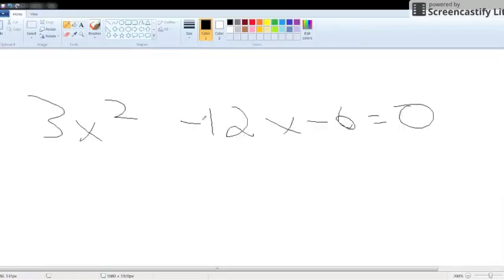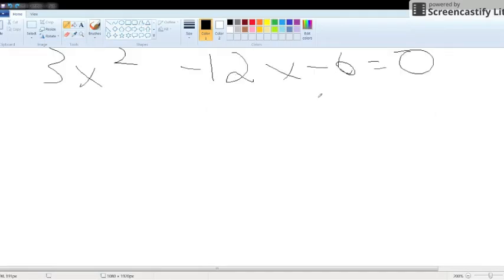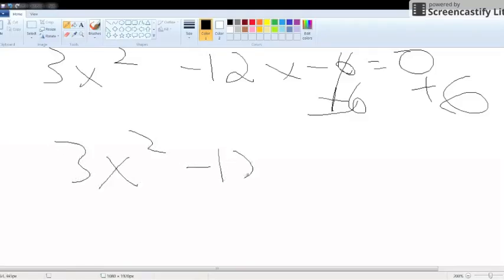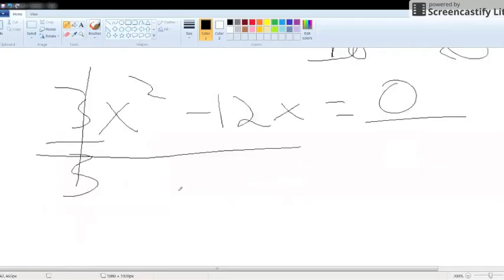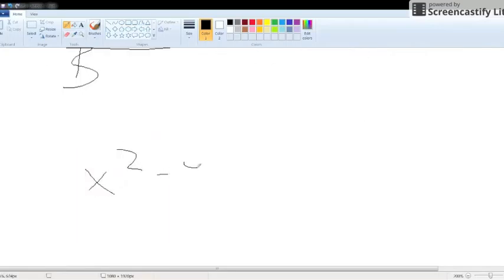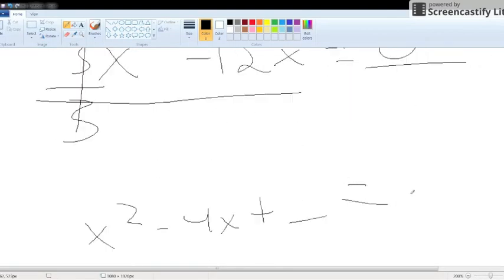In this example, we will be using the completing the square method to solve this. However, now there is a 3 here in the first term. So we will begin like we did before by adding this 6 to this side. And so now we have 3x squared minus 12x equals 6. Now we will divide this 3 from both sides, which gives us x squared minus 4x, and there is a space here, equals 2.